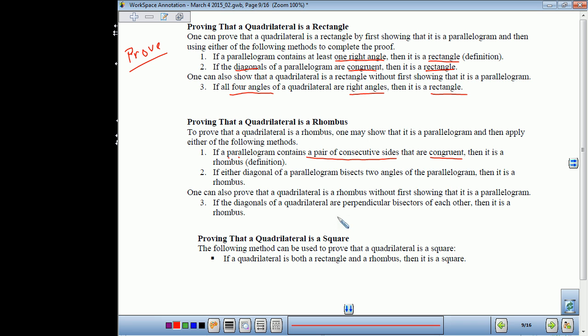And then finally, if the diagonals of a quadrilateral are perpendicular bisectors of each other, without proving parallelogram, we prove it's a rhombus. Because if the diagonals have bisected each other, isn't that enough to prove parallelogram? So that really isn't like a quick way. So perpendicular bisectors. And square. To prove a square, we have to do one thing that proves it's a rectangle and one thing that proves it's a rhombus, and then we have proven it's a square.